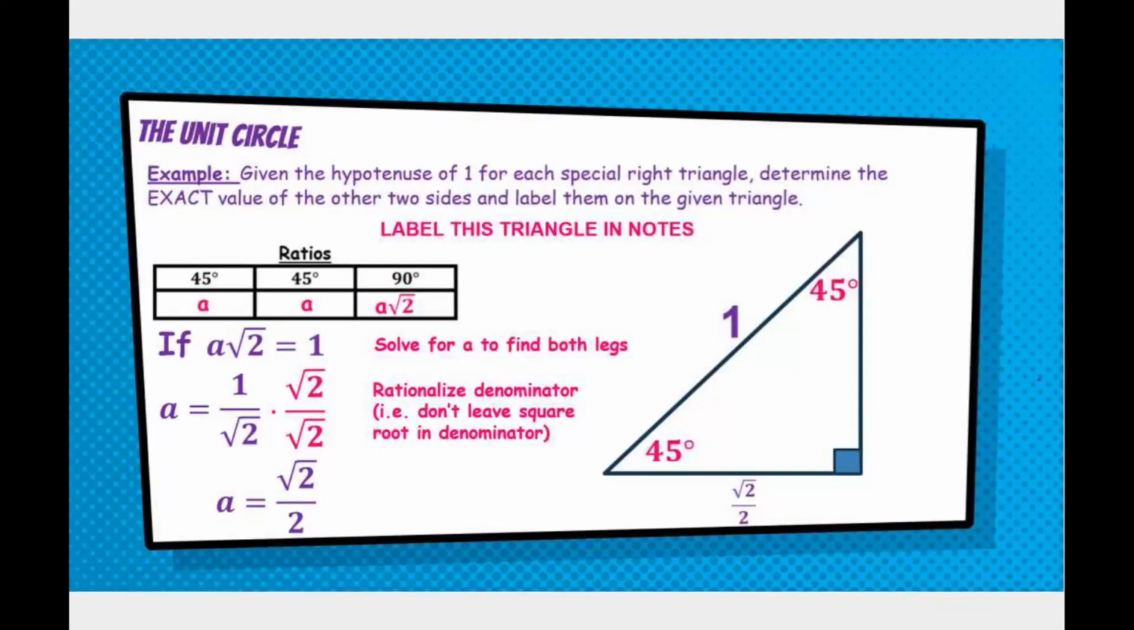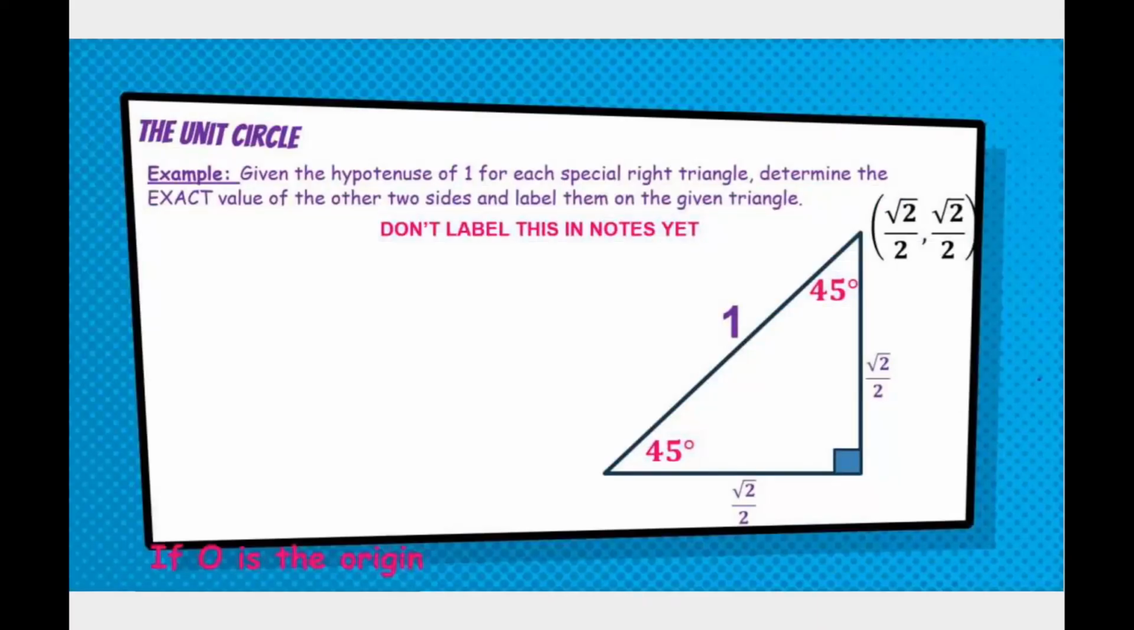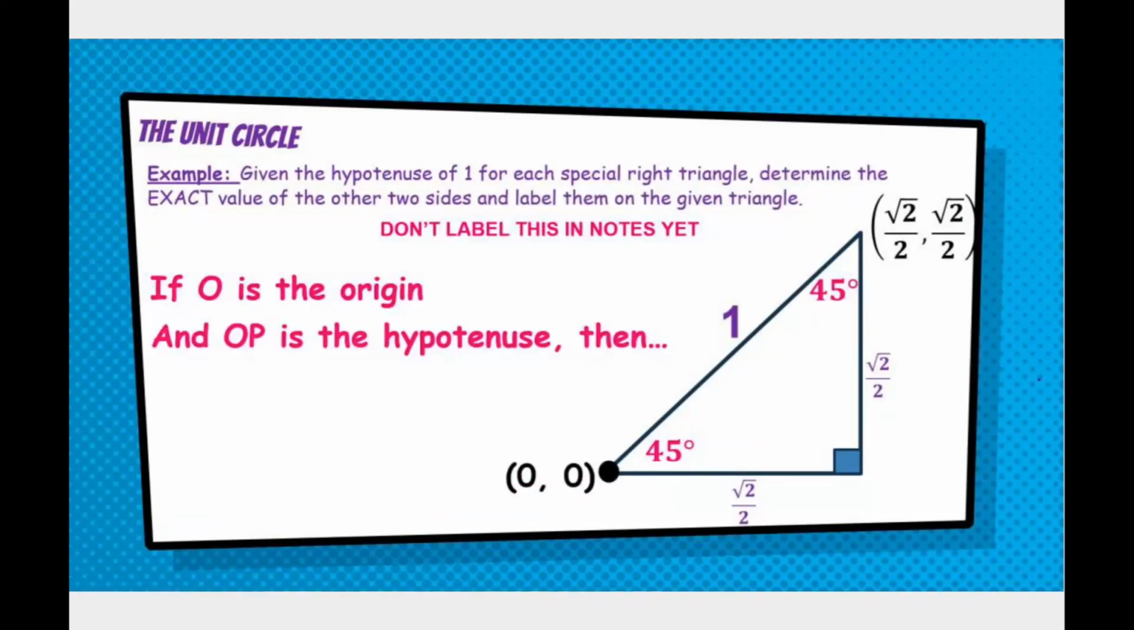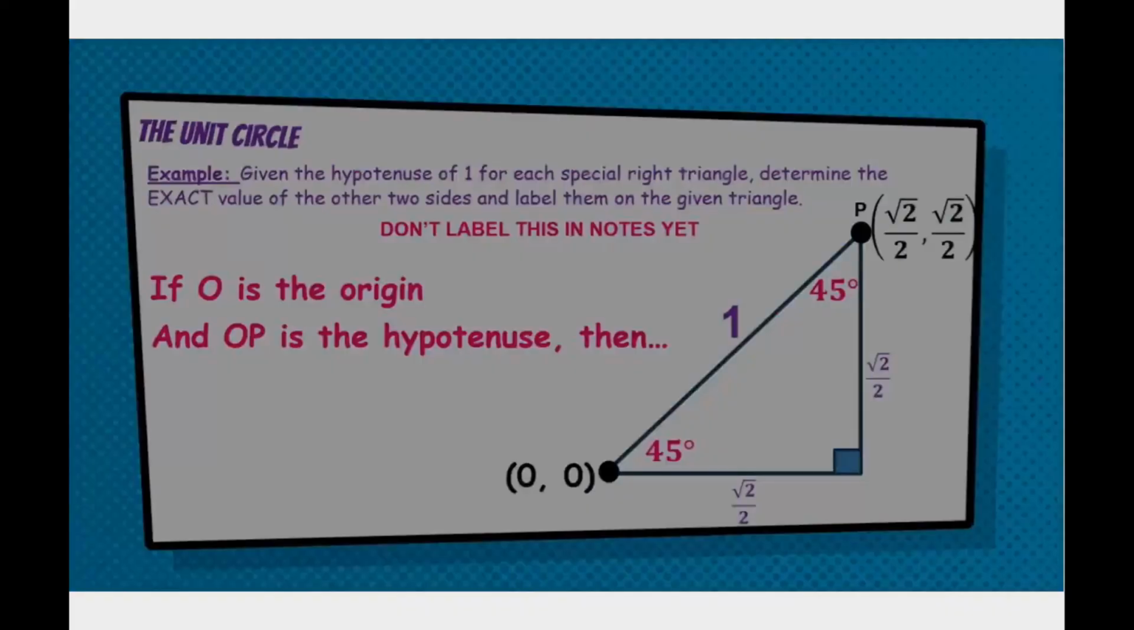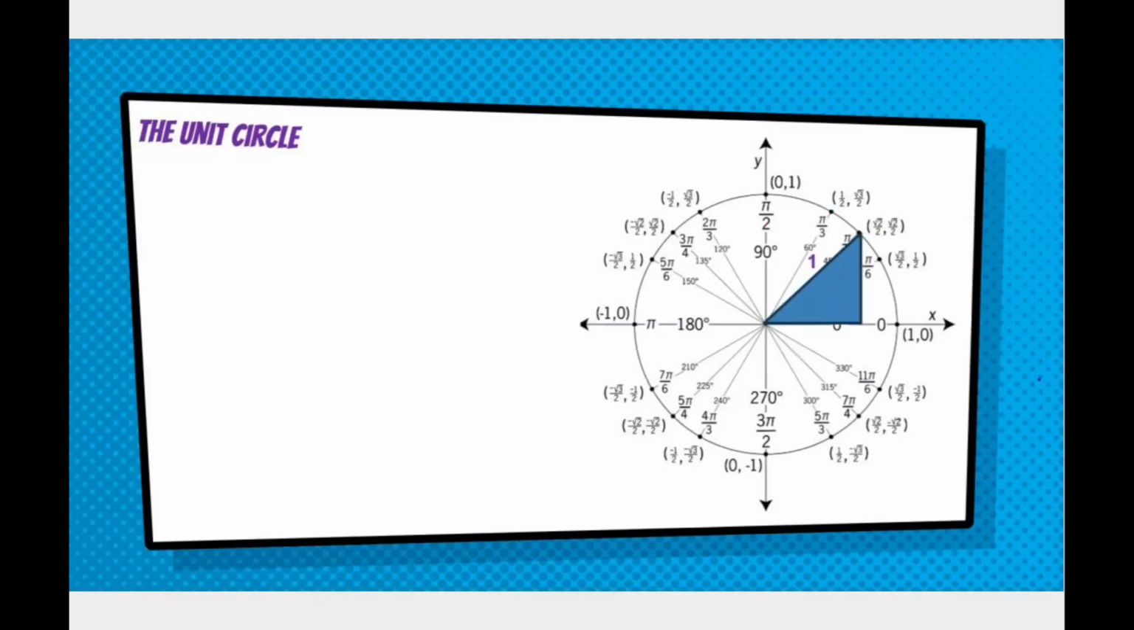So this is my A. Now I know the other 2 sides of this triangle. I know that side's square root of 2 over 2, and that side's square root of 2 over 2. And if we look back at our unit circle, if O is the origin and OP is the hypotenuse, then we look back at what we had over here.